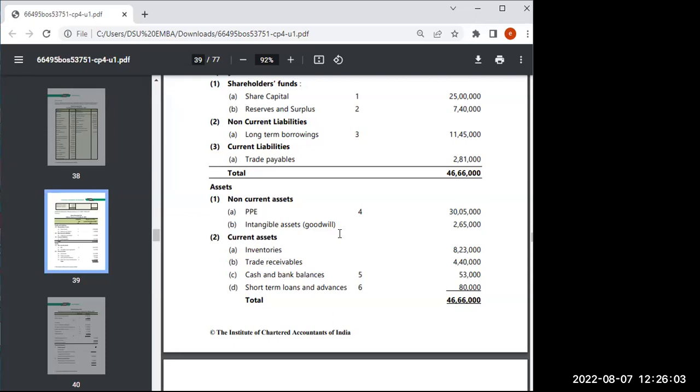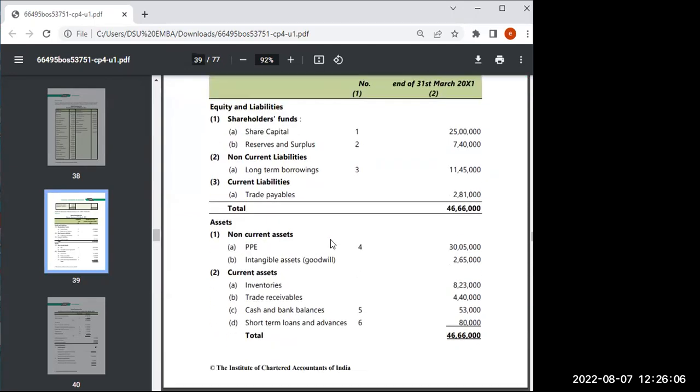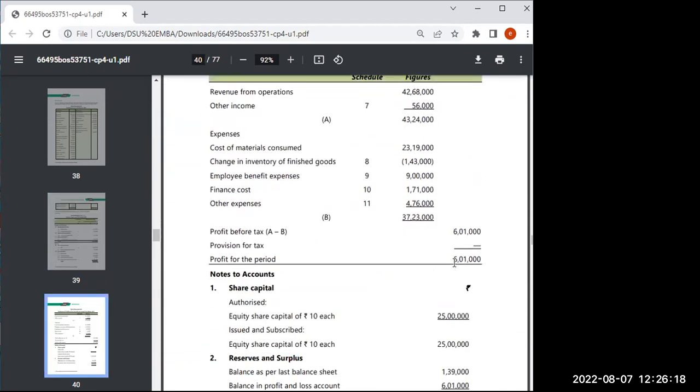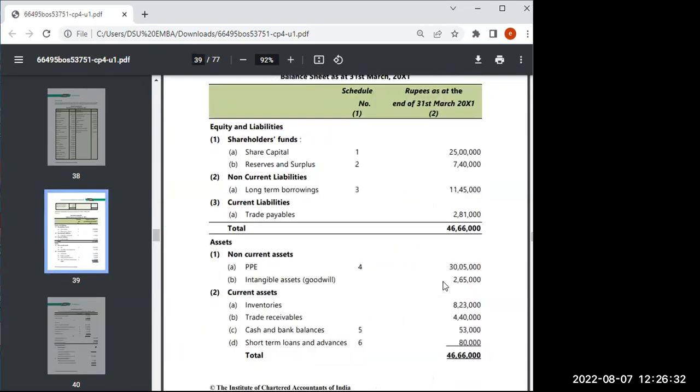So what's the purpose of this balance sheet as well as the P&L account? We prepared them now to know the financial performance. What is the financial performance of this company? This company has earned a profit of 6,01,000. Whether it is good or not, we have to see later. 6,01,000 is the profit after tax for this year. Similarly, the company's financial position is 46,66,000, comprising current liability of 2,80,000, non-current liability of 11,45,000 and share equity of 32,40,000.